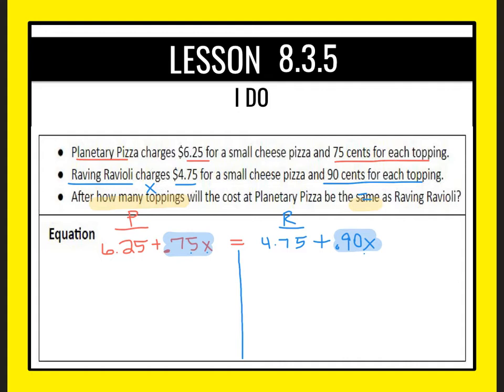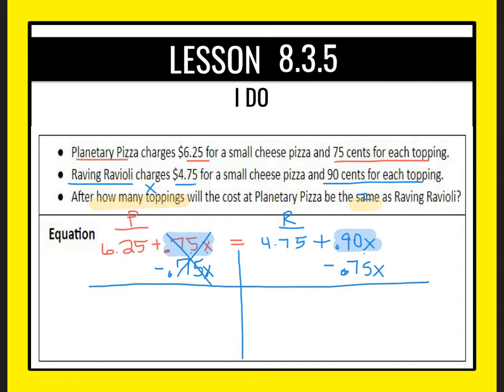So I'm going to go ahead and make this the opposite of what it is. In order to move your variables over to one side, you have to undo what's there. So since this is adding 75 cents x, I'm subtracting. And what I do to one side, I do to the other. So some kids would say, well, why didn't you move it under the 70? Why did you move it under 90 cents x? Because they're the same, they're like terms. Notice they both have that toppings, so you must keep them together.